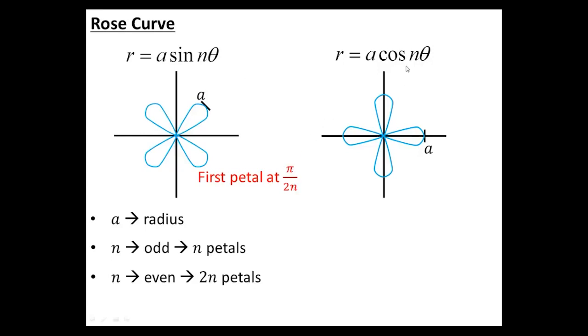For cosine, cosine reaches its peak not at pi over 2, but at 0. So really I could say that the first petal starts at 0 divided by n, but why say 0 over n? We can just say that the first petal always starts at the polar axis. I love having cosine because I don't really have to think about it too much. The first petal is always on the polar axis. For sine, we have to think about it a little bit more. Just take pi over 2 and divide by whatever number is in front of the theta.